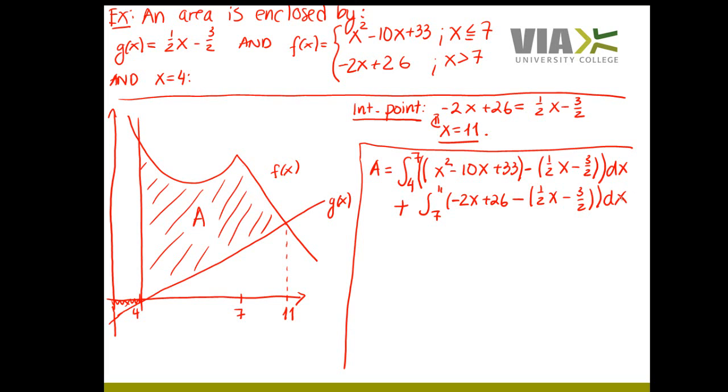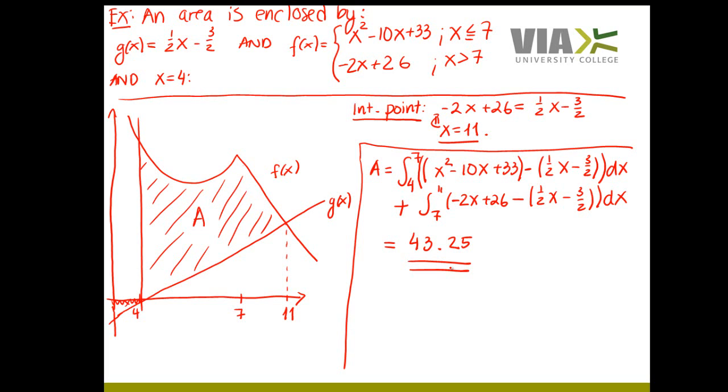So now we just need to simplify this and insert our values for the limits. That I will leave you to do on your own, and then you will find out that the area is altogether given by 43.25. So that's how you do it.